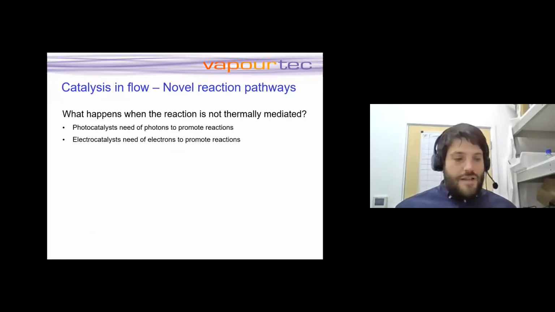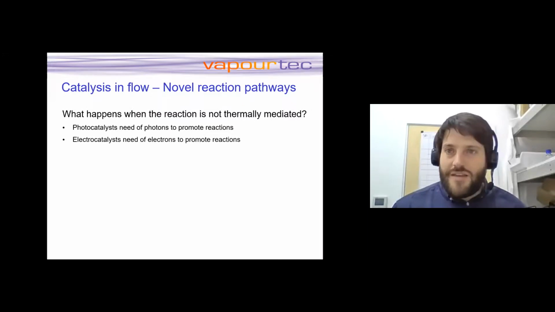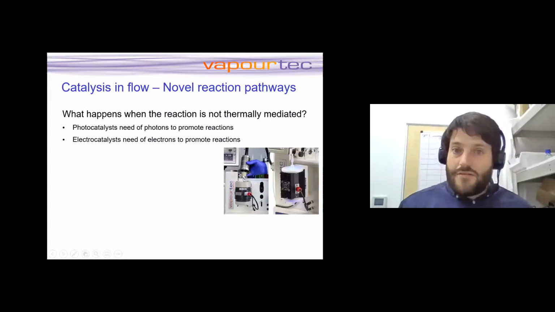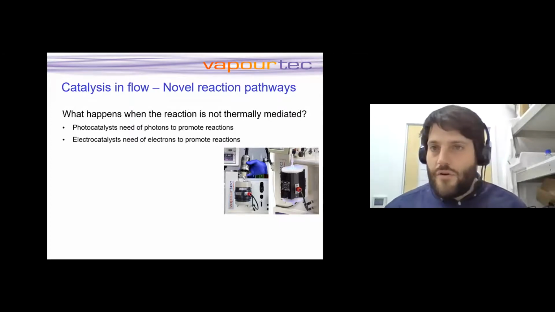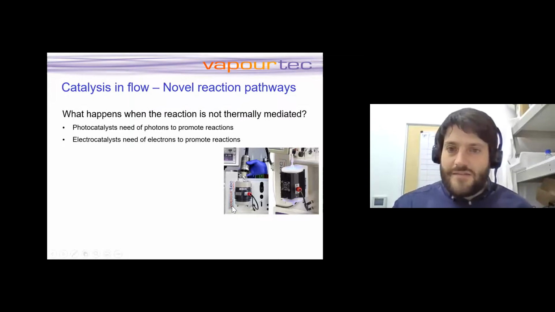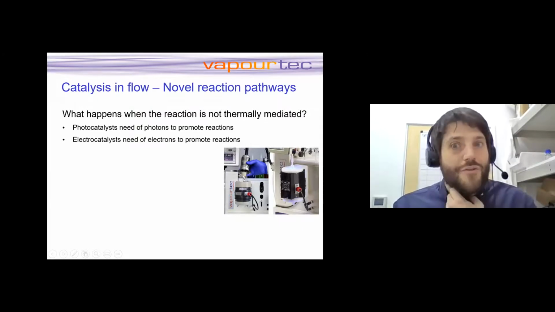Okay, we have now covered the important bits of homogeneous and heterogeneous catalysis, but what happens when the reaction is not thermally mediated? As I was saying before, some reactions will need photons to occur, and we developed reactors that could take immobilized photocatalyst, as you can see on the right-hand side. We can irradiate fixed bed columns with LEDs. And we also have reactors designed for homogeneous photochemical reactions or pumping slurries, as you can see on the left-hand side. So this is our UV150 reactor, which is nowadays standard in photochemistry.